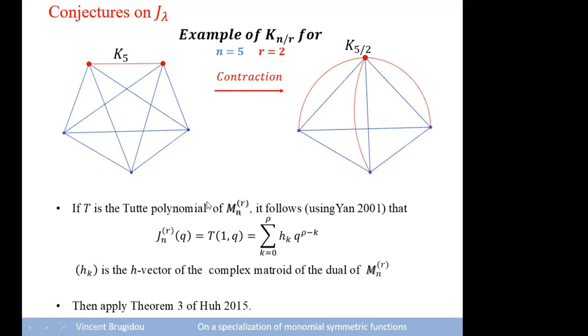If T is the Tutte polynomial of MNR, we deduce this equality, where this sequence is the h-vector of the independence complex of the dual of MNR. The conclusion follows from Huh's theorem on the log concavity of this h-vector.